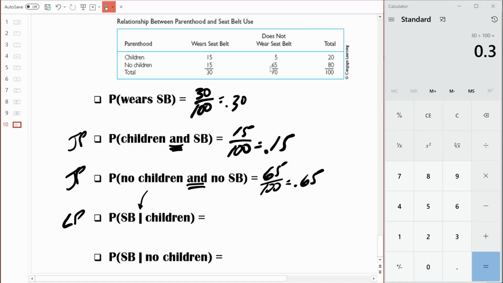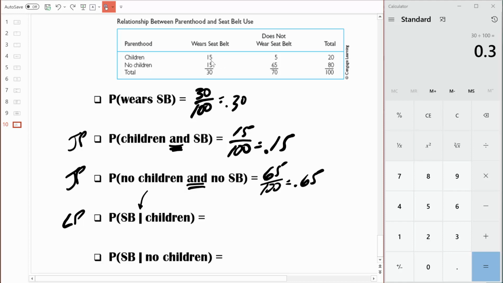So what's the probability that someone wears a seatbelt given that they have children? If this probability is just based on the people who have children, remember the people who have children are listed in this line right here. There are only 20 of these people. So when we compute this probability, it is just based on those 20 people. How many people actually wear a seatbelt out of those 20?